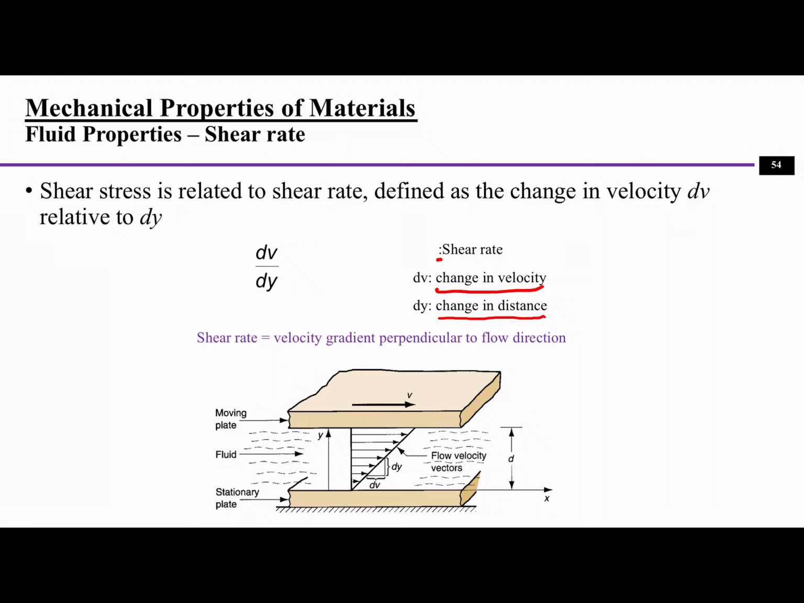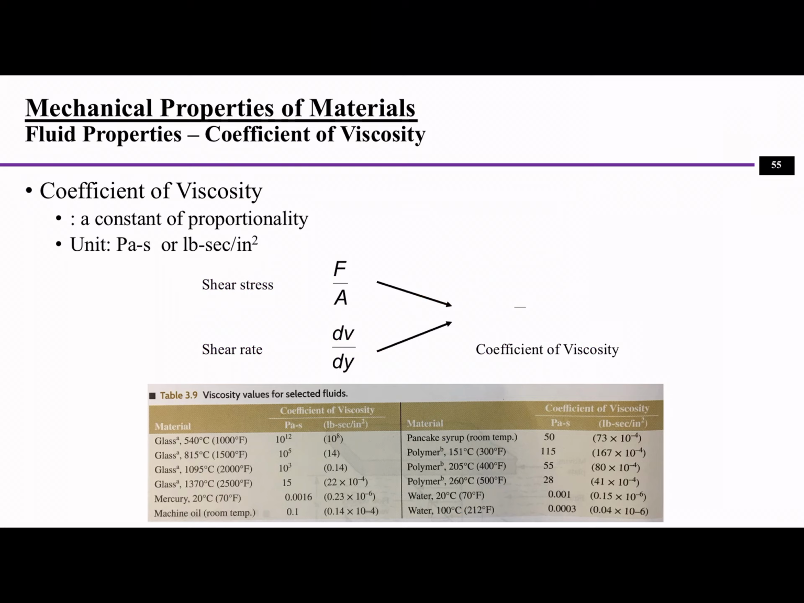Shear rate can be calculated by using the change of velocity divided by change of distance. So V divided by Y. This is the shear rate. You can see where V is, in this direction, and also there's the Y. This is the change of distance. So shear rate is a velocity gradient perpendicular to the flow direction. Then you can calculate the coefficient of viscosity by using the shear stress divided by shear rate.